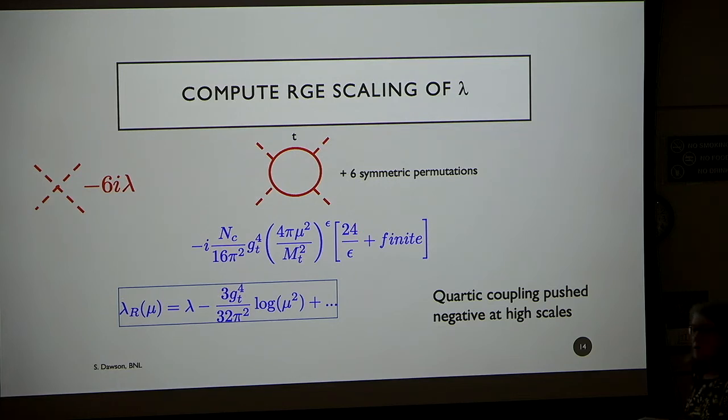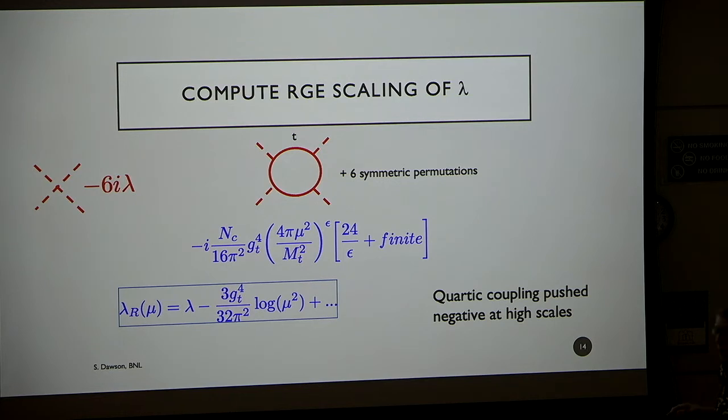So how does the quantum field theory work? Well, I just renormalize the parameters to get rid of the infinities, to absorb them in the definition of the renormalized parameter. So the renormalized coupling, which I call R, now depends on a scale, this arbitrary scale mu. And it's minus 3 gt to the fourth, and then there's a log of mu, because I can expand mu squared to the epsilon as 1 plus epsilon log mu squared.